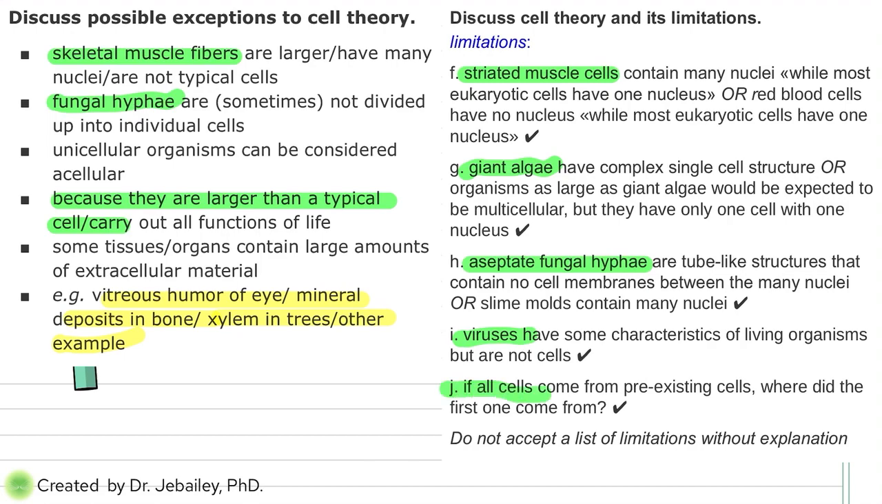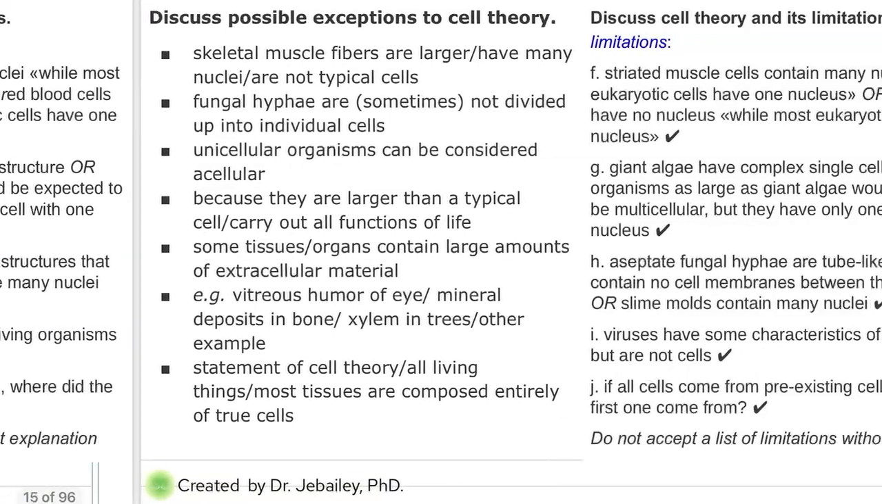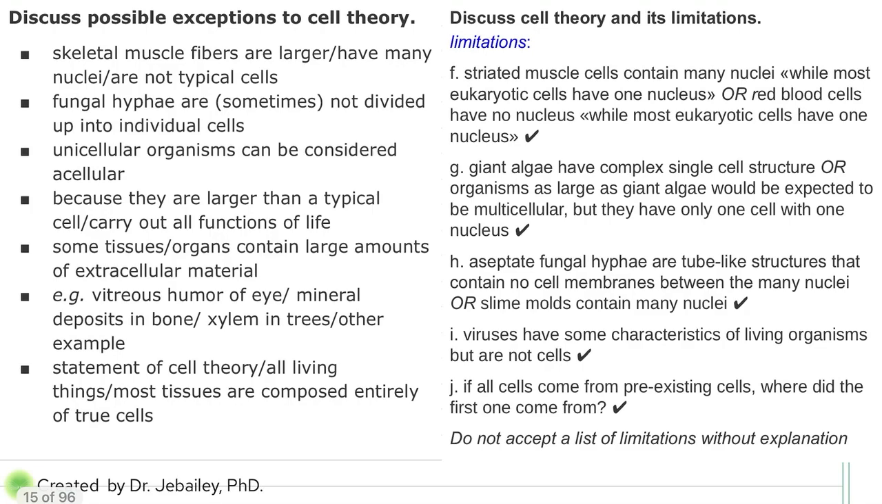So if you can, always look for many questions related to the topic and make sure that you see the most common things in the mark scheme, and you will be able to answer it. And guess what? We have more. Look at this one here, let's put the yellow. The statement: cell theory, all living things or most tissues are composed entirely of true cells. Who would have thought about that?